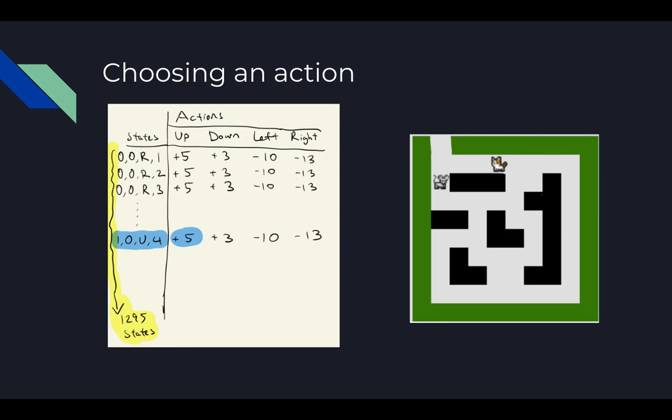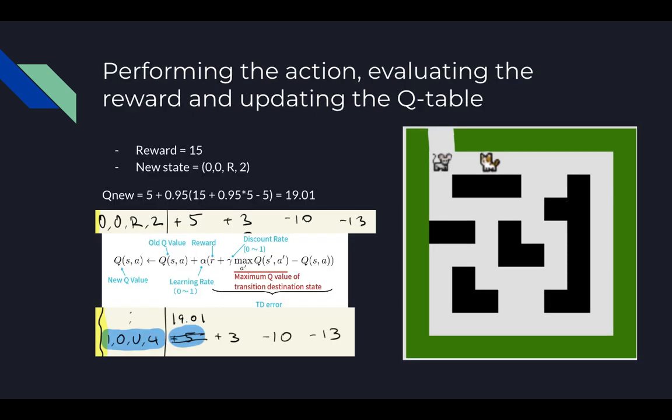Let's say we already initialized our Q table and it has been updated many times. Our mouse is in the current state row 1, column 0. The cat is coming from up and it is a distance of 4 away. To choose an action, we would go to the corresponding states in the Q table and find the action with the highest Q value. In this hypothetical example, it would be up.